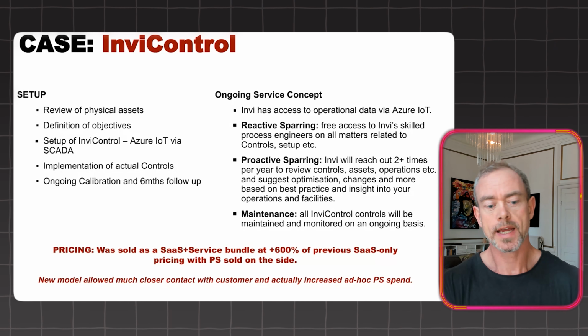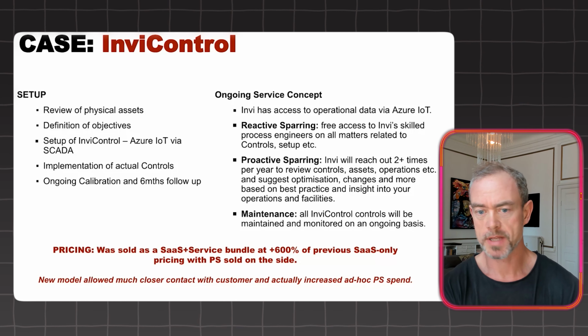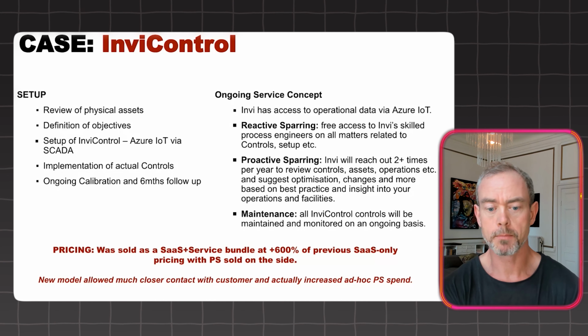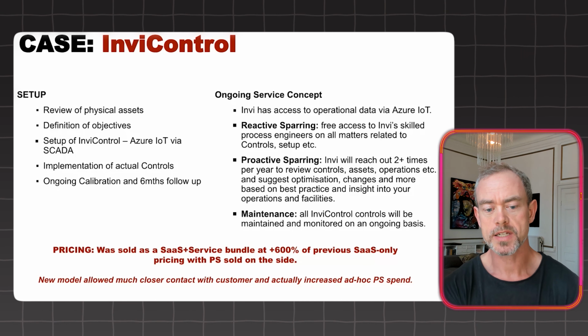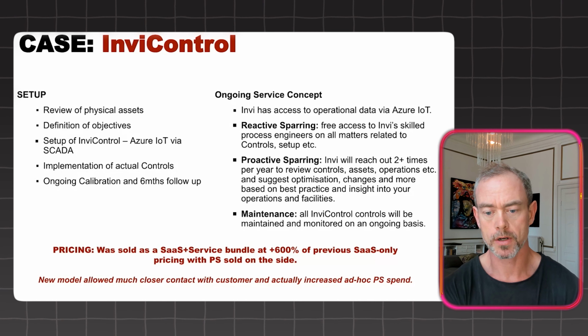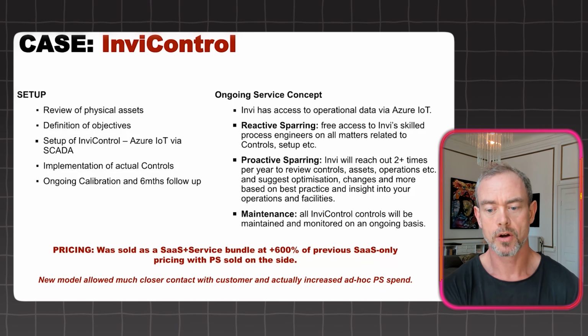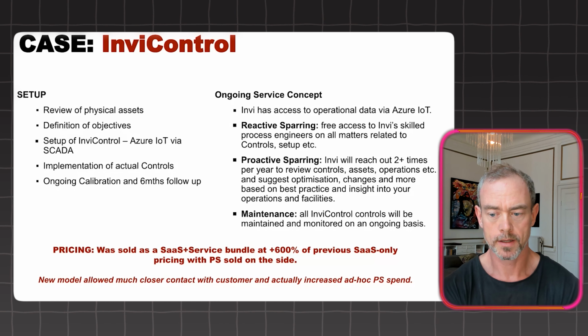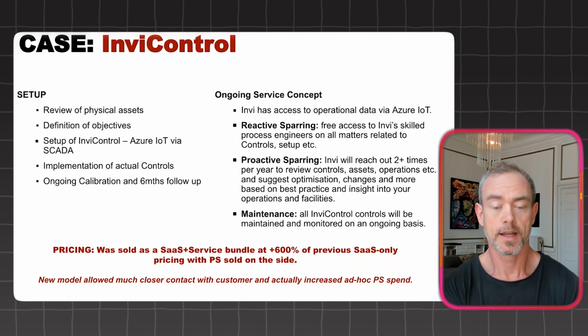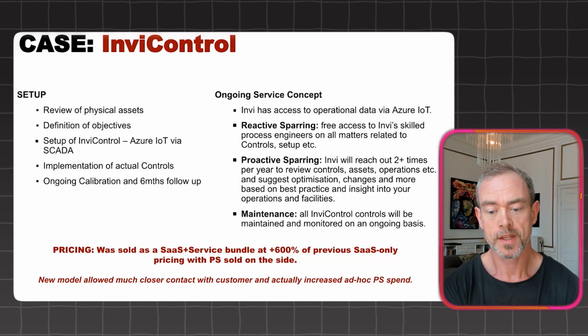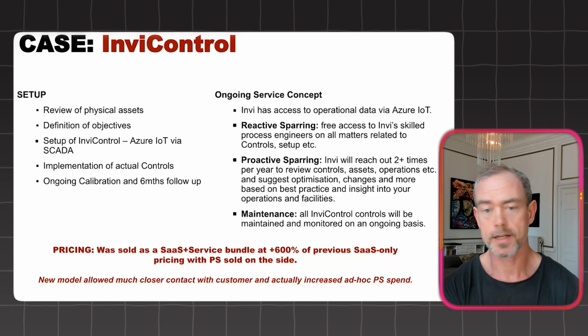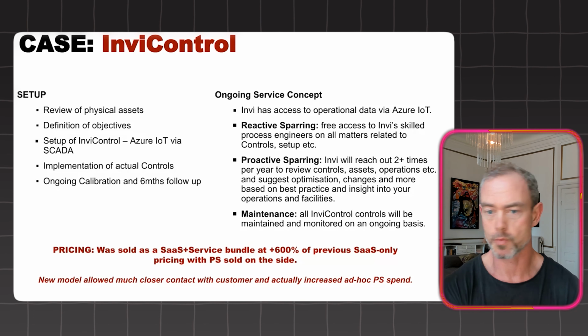And so the interesting thing with this concept, and it's just one example, I've done it many times before, is that we could actually sell the SaaS and service bundle at plus 600%, so almost 7 times the price of the previous SaaS-only product that had PS on the side. And that's just from a net revenue perspective, it was just way more money.